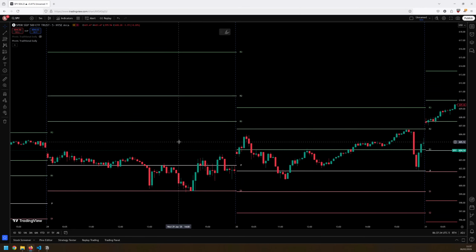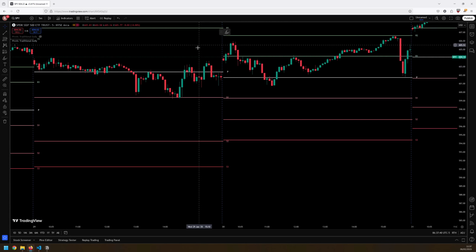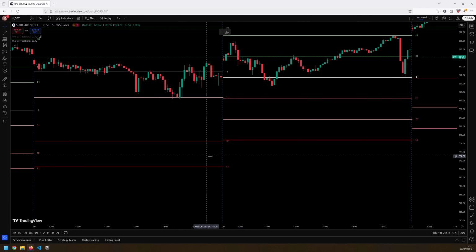Above the main pivot line, we've got different resistance lines, R1, R2, and R3. And then the same happens in the other direction. We've got S1, S2, and S3 for the 3 support lines. So you can see why I turned off S4 and 5. Generally, they're just too far away from the price to really be useful most of the time.